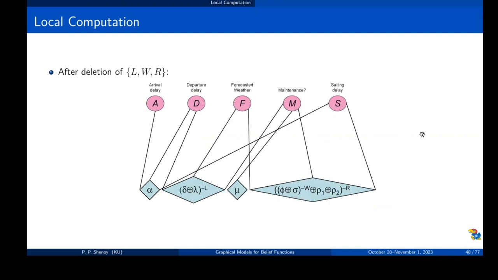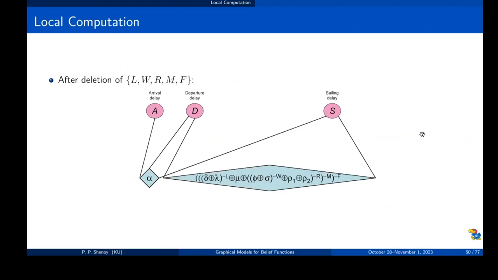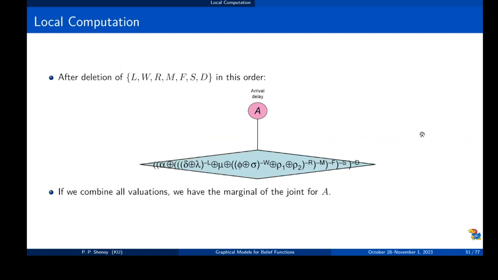And I proceed. And basically, I get this. It's a long BPA, but the domain is only eight, so it's not that big. Okay, so this is sort of the marginal of the joint. So we have the marginal for it.